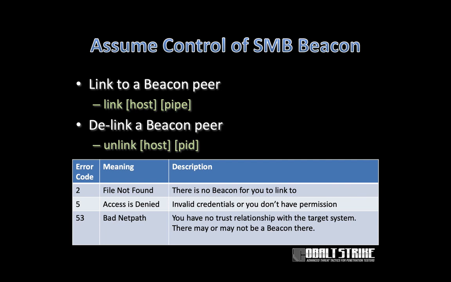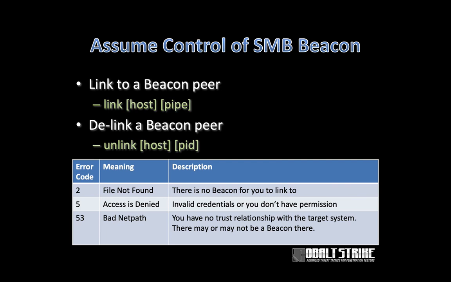If you want to disconnect from an SMB beacon, use unlink, the host name, and the process ID, and that will have your current beacon disconnect from its child beacon, and that beacon will go into a state where it is now waiting for a new connection from another beacon parent.